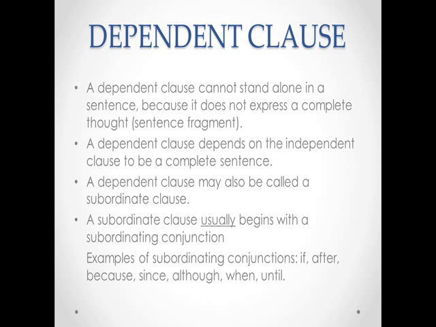So if you were to start a sentence with a dependent clause, you would probably set it off with a comma, and then you'd have your independent clause follow that. A dependent clause may also be called a subordinate clause. So when you're studying on your own, if you do any research on your own, you might read that it's called a dependent clause. You might read that it's called a subordinate clause. A subordinate clause usually begins with a subordinating conjunction, and there's a list of subordinating conjunctions. Examples of subordinating conjunctions are if, after, because, since, although, when, until.